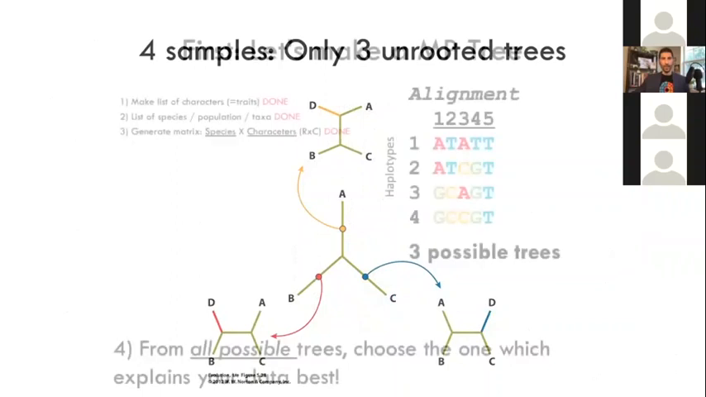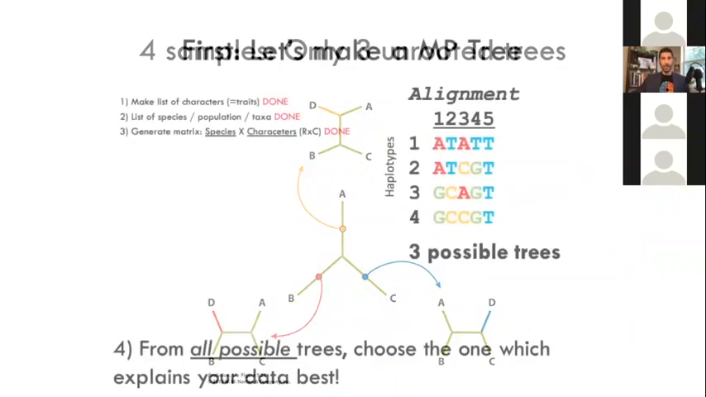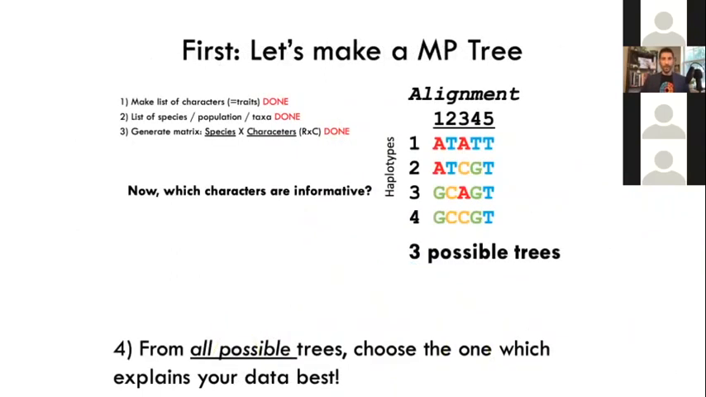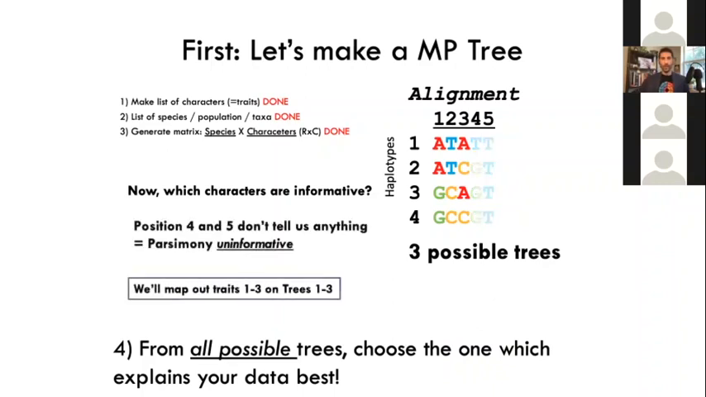Okay, so which characters are informative? Well, if you look at characters 4 and 5, you can see that they don't group anything together. Character 5 is the same for everyone. Character 4 only has a private mutation for 1 sequence. So it can't group 2 sequences together. So we discard those 2 characters. So that leaves us characters 1 through 3 to map onto trees 1 through 3.